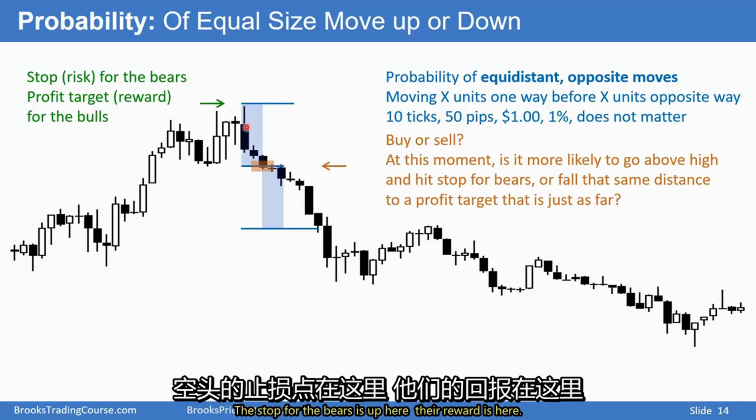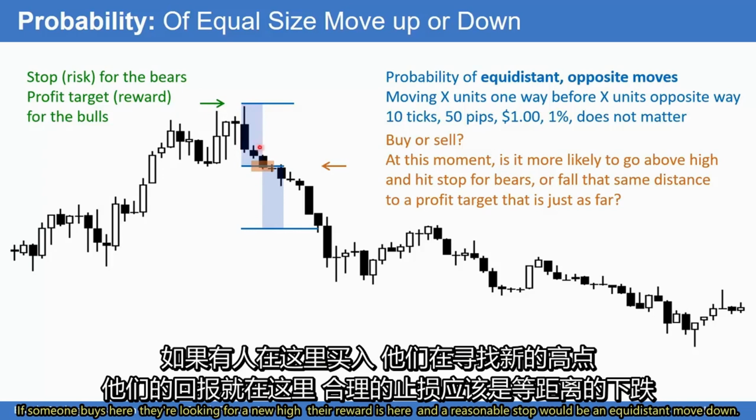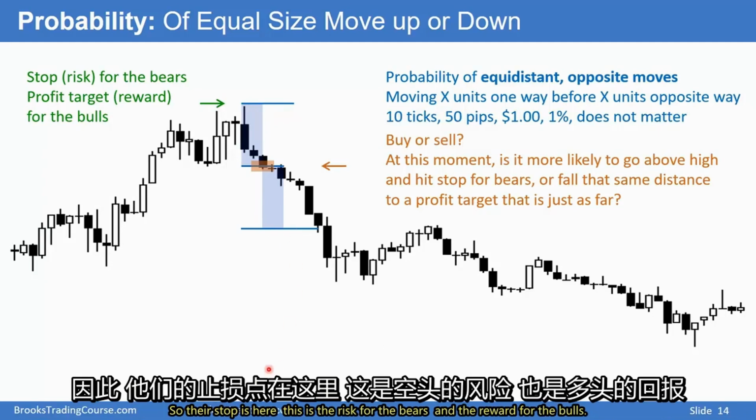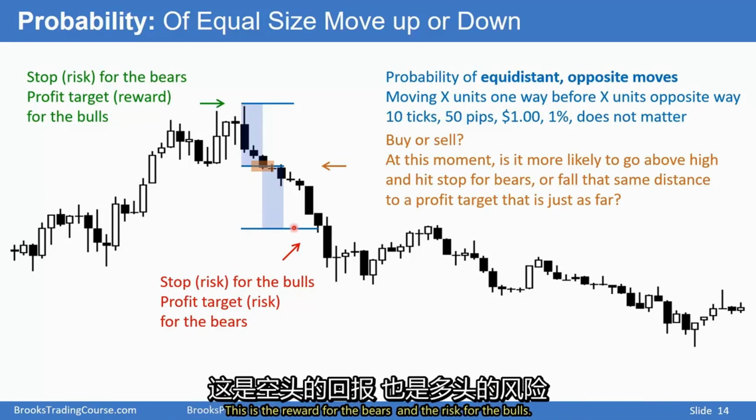The stop for the bears is up here. Their reward is here. If someone buys here, they're looking for a new high. Their reward is here. And a reasonable stop would be an equidistant move down, so their stop is here. This is the risk for the bears and the reward for the bulls. This is the reward for the bears and the risk for the bulls.